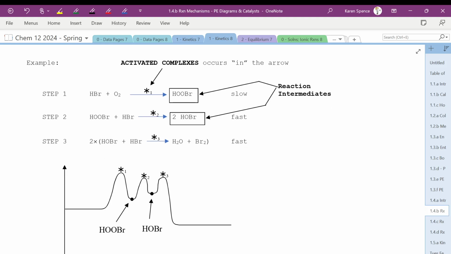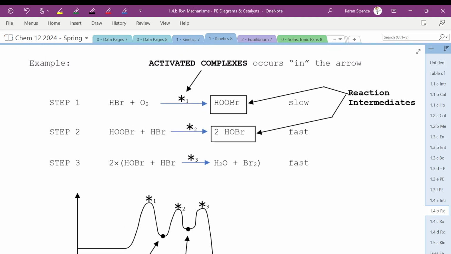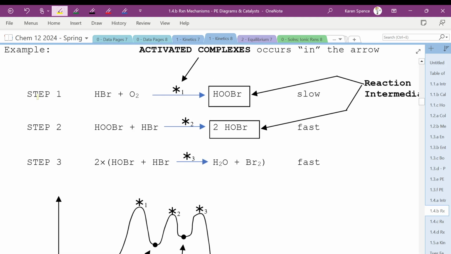So here we have our reaction, same thing as last day. We have 3 steps, 1, 2, 3. And that means that we have 3 activated complexes: 1, 2, and 3. So each peak is where you have each activated complex.